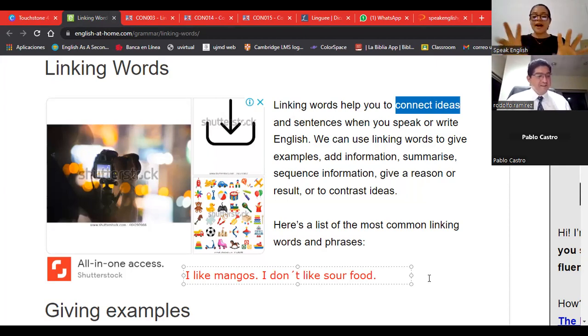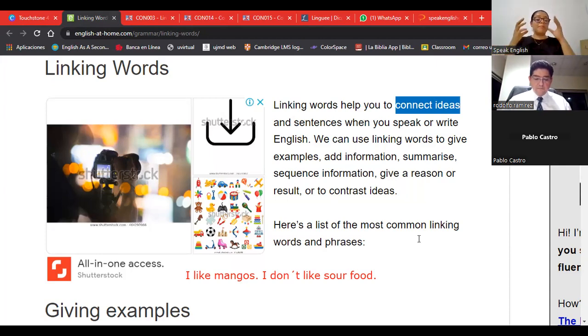So, these are two separate sentences. But if I want to make one sentence, I connect these two ideas, because I like mango is one idea, and I don't like sour food is another idea. Now, in this case, what we want to do is connect. That is the main thing. But because of the type of information, we can make a contrast. I like mangoes, but I don't like sour food. But is a linking word. I like mangoes, although I don't like sour mangoes. That is another connector, right?